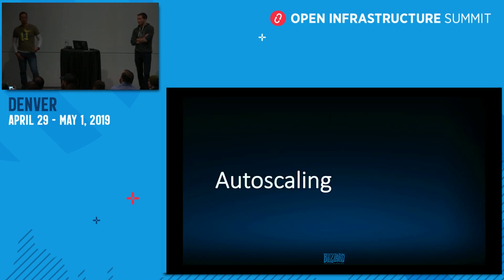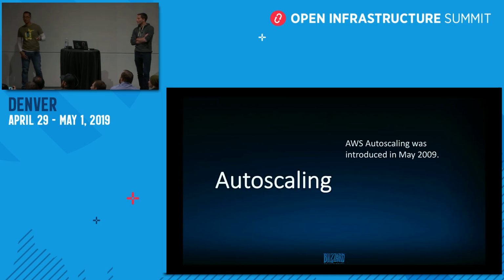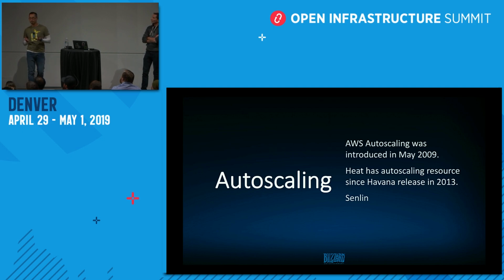Now, when I mention autoscaling, what first comes to mind for most people is the AWS autoscaling. In fact, AWS was the first one to widely popularize autoscaling when they introduced it in 2009 for the EC2 instances. Now, on the OpenStack side, you had autoscaling with Heat since the Havana release. But really, there's another way to do autoscaling, and that is using Senlin.